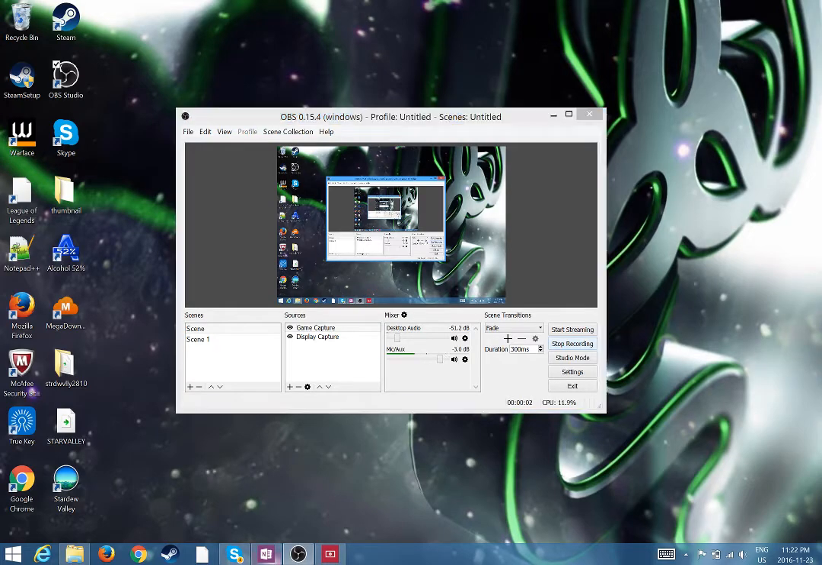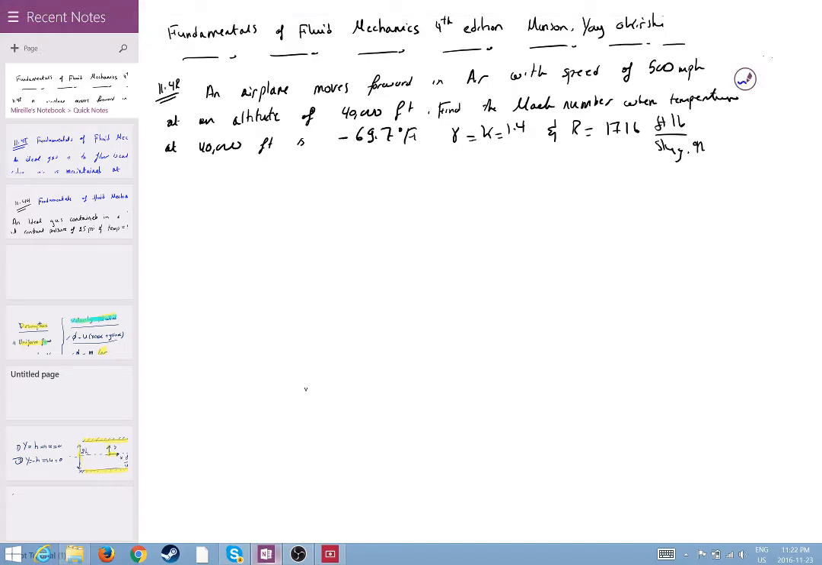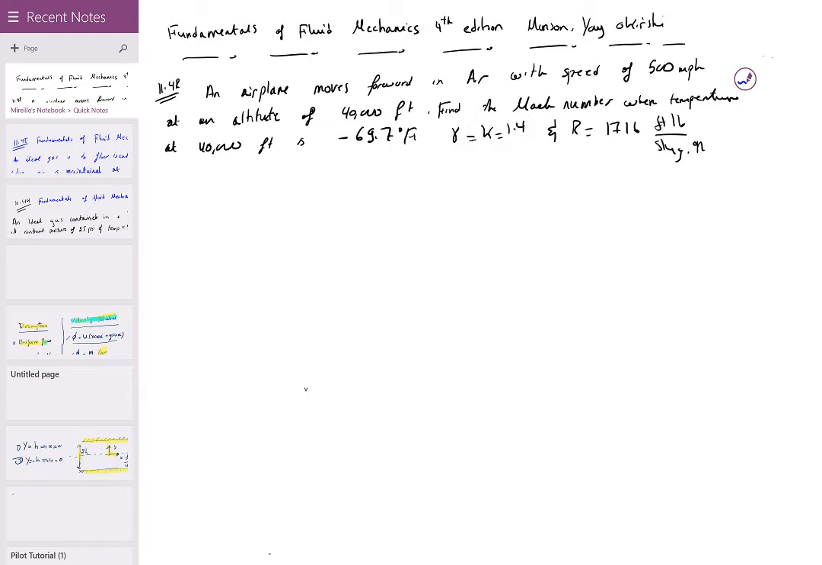Okay, so we'll start our tutorials directly by solving some problems from the textbook. These problems are a series of direct substitution. The textbook is Fundamentals of Fluid Mechanics, 4th edition. Authors are Munson, Young, and Okiishi. Right away, I'll start with problem number 1.